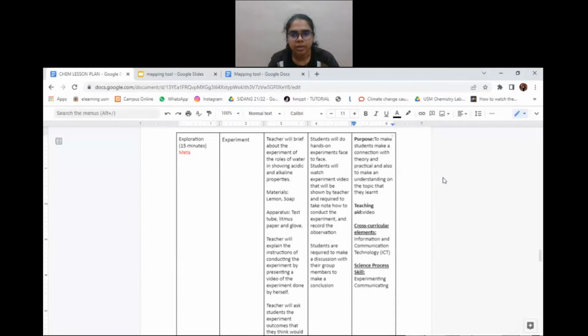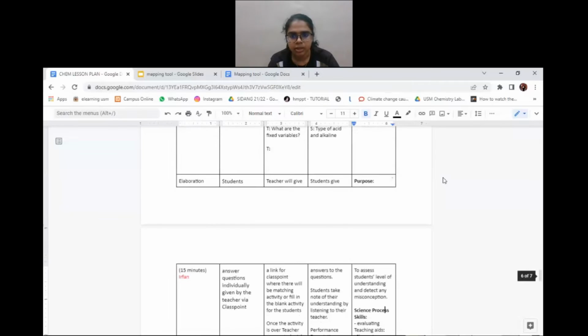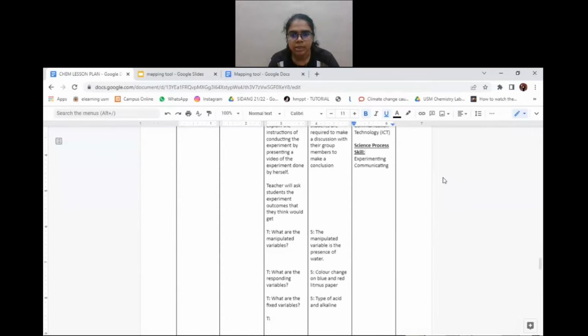Students will do a hands-on experiment if it's face-to-face. If not, they will watch a video shown by the teacher, and are required to take note of all the experiment materials and observations, and record them in table form. Students are required to hold a discussion to make a conclusion as well. So students should be able to answer that the manipulated variable is the presence of water, the change of litmus paper color is the responding variable, and the type of acid and alkali is the fixed variable.